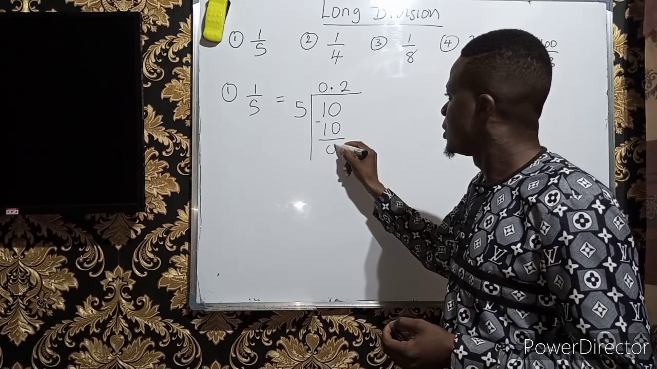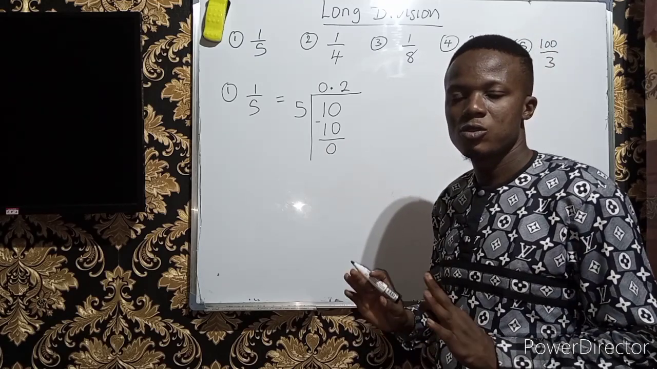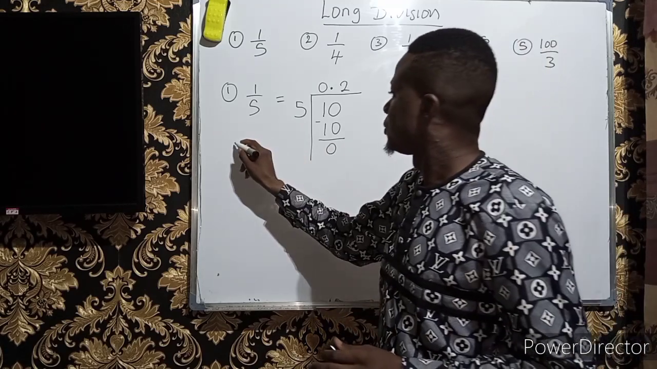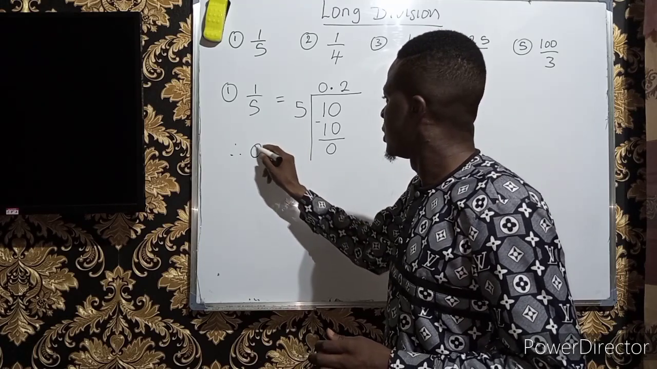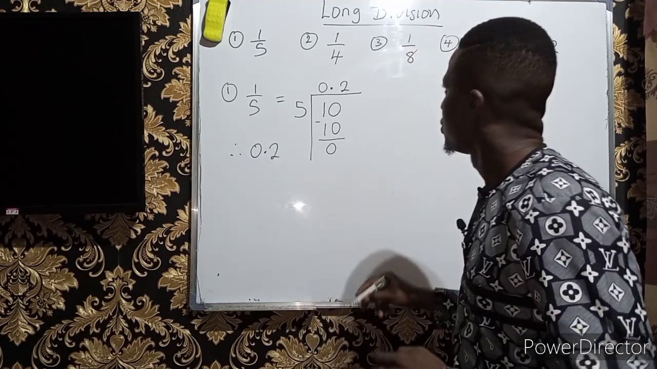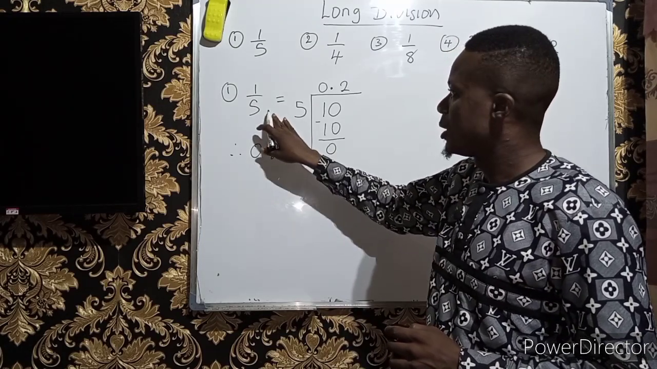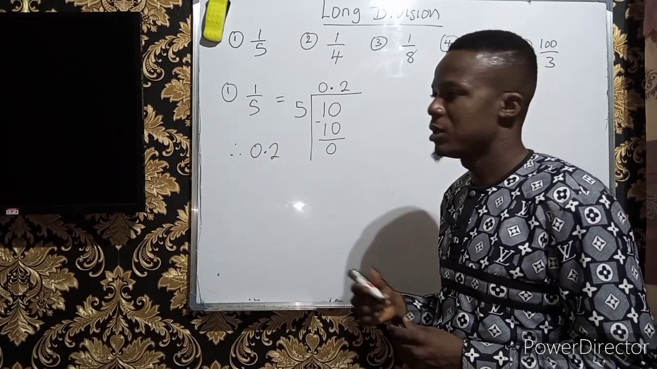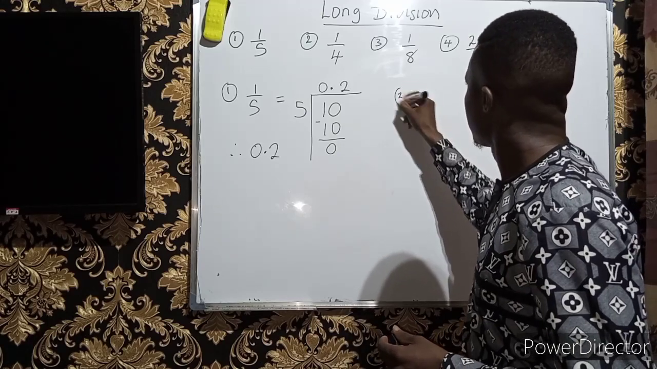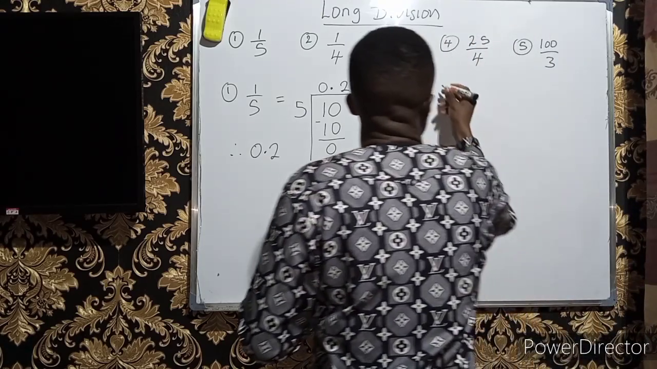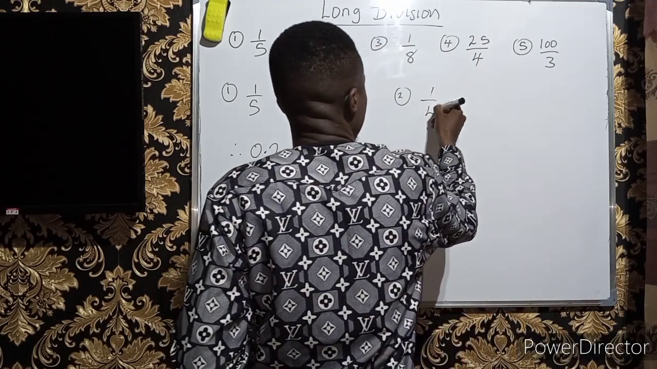10 minus 10 is 0. Whenever you get 0, you stop. Therefore, our answer is just 0.2. So you see, I've divided 1 by 5 to get 0.2, and this is the equivalent of 1 over 5 in decimal. Okay, so the second question, we have 1 divided by 4.